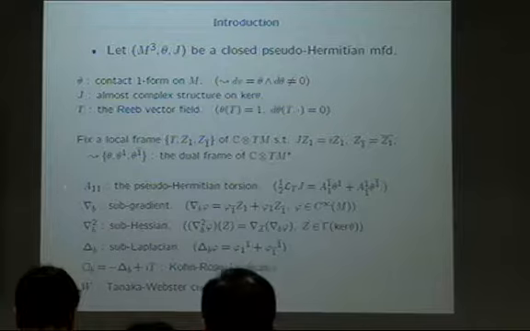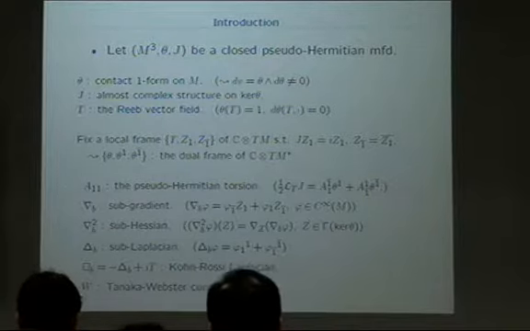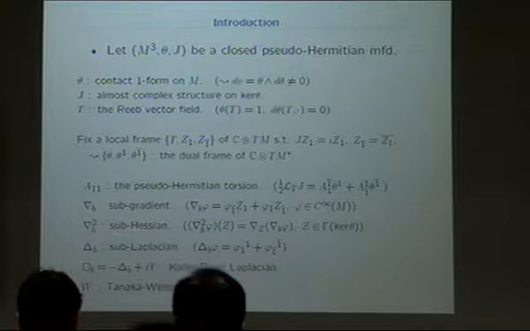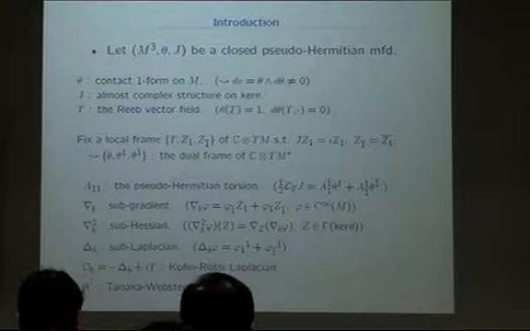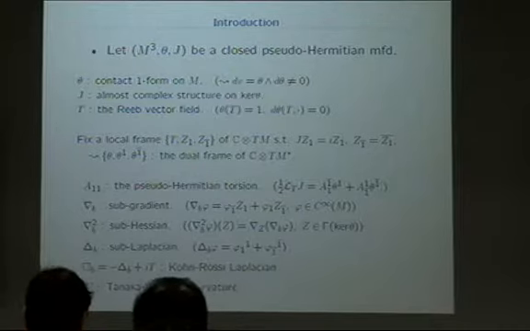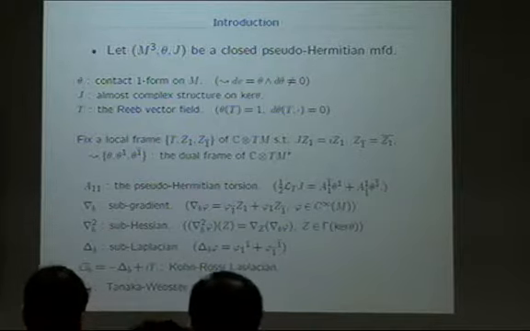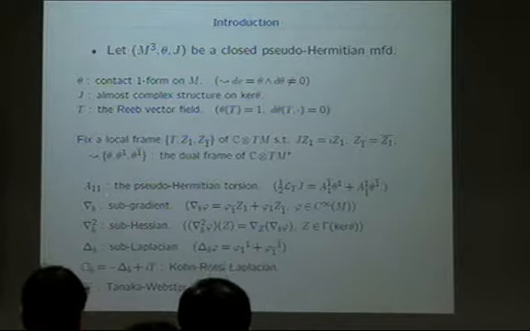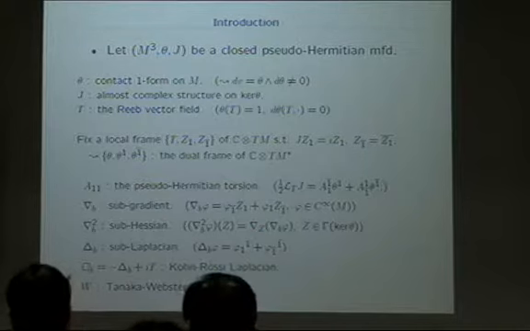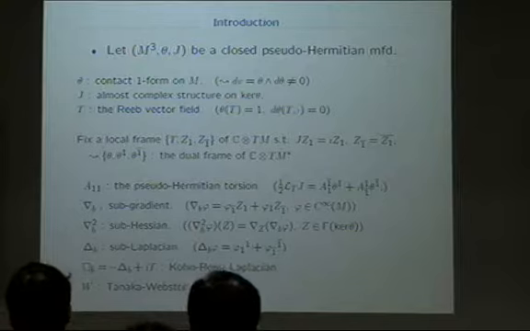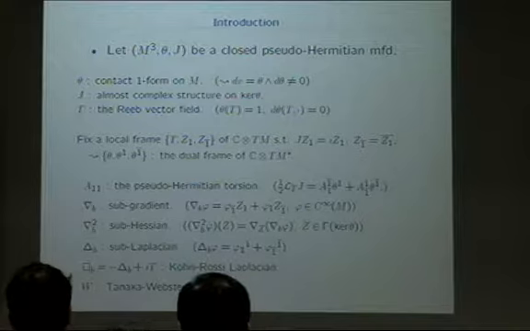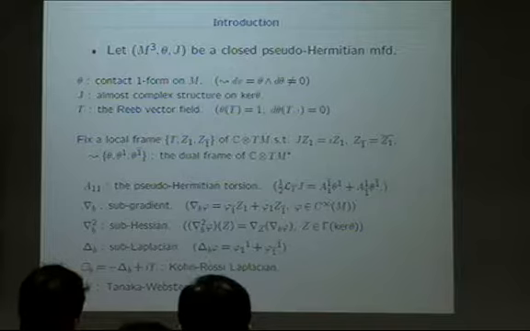So A11 is the pseudo-Hermitian torsion, and the subgradient, subhessian and sublaplacian are defined by this definition. And I think these are the usual definitions. And if the pseudo-Hermitian torsion vanishes, M is called Sasakian. And finally, we use W to denote the Tanaka-Webster scalar curvature. Because the dimension is 3, the Tanaka-Webster curvature is just a scalar curvature.